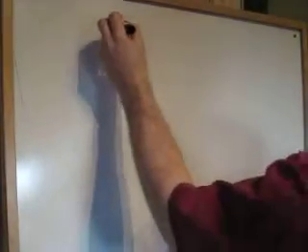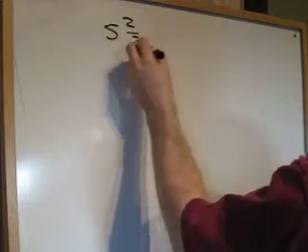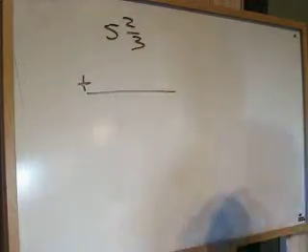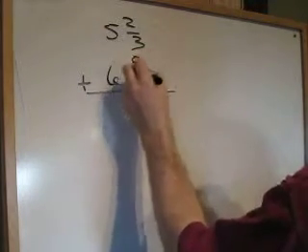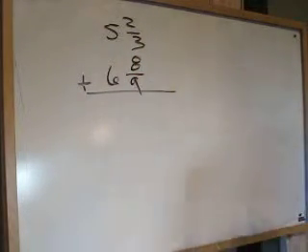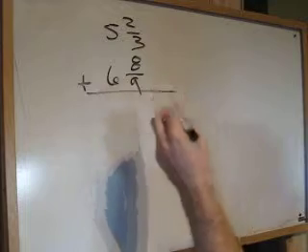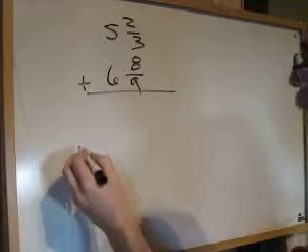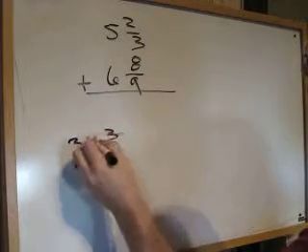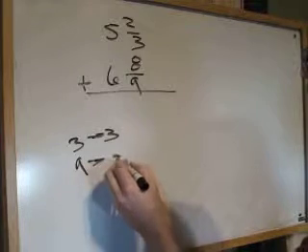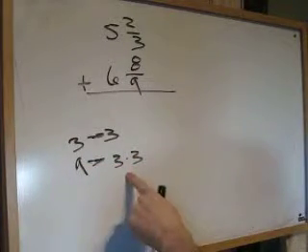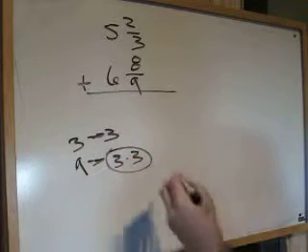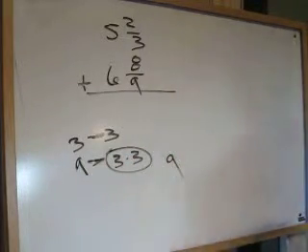Let's try 5 and 2/3, and let's do it the vertical way again, and let's do 6 and 8 over 9. Alright, so 9 and 3, 3 is a prime number, so that doesn't break down, and 3 becomes our prime factors of our 9. 3 occurs twice there, so our common denominator is 9.